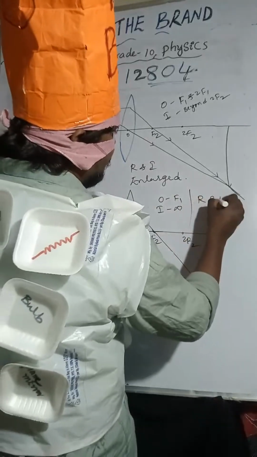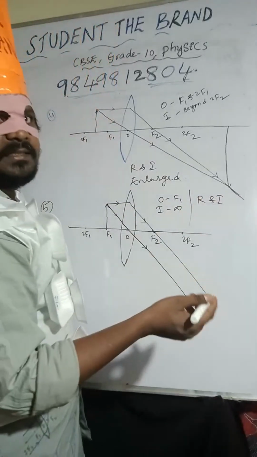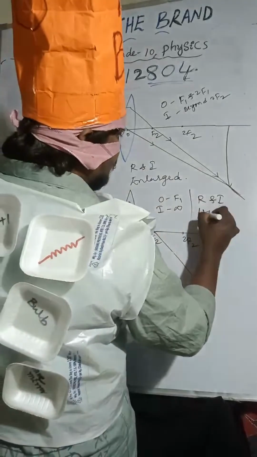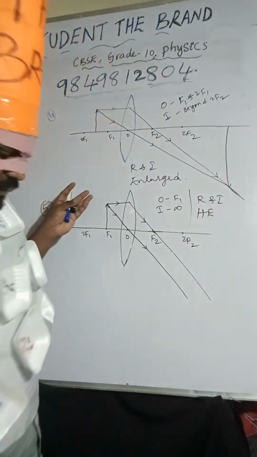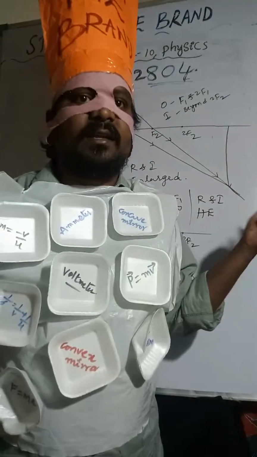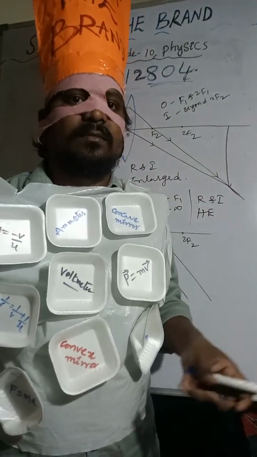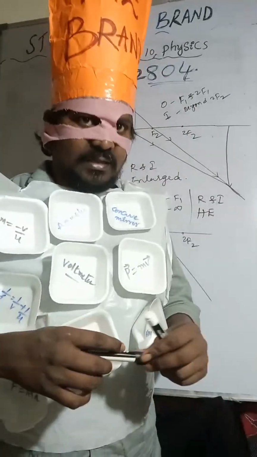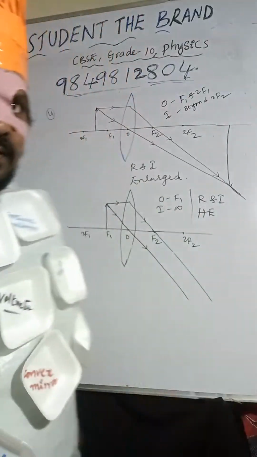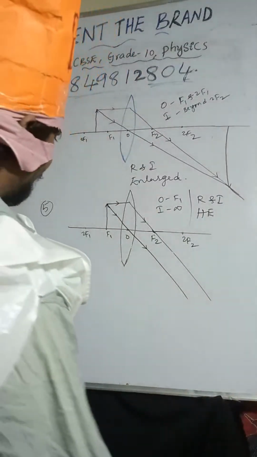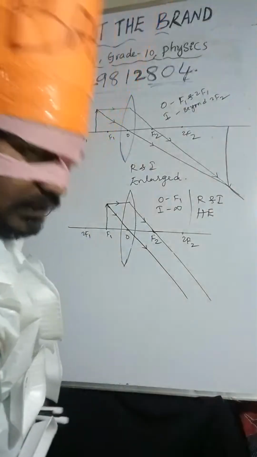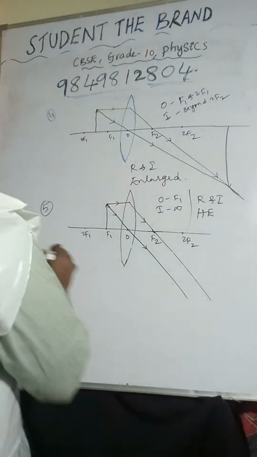Nature of the image is real and inverted. Size of the image is highly enlarged. Highly enlarged means image is forming at infinity. Okay. Now sixth one is very, very important.